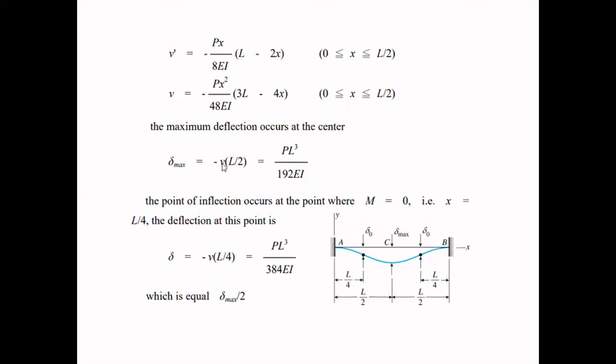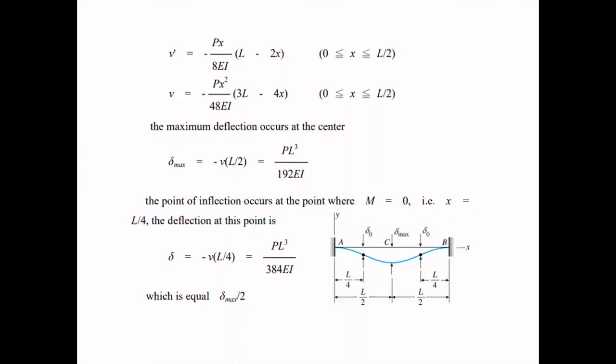So at L by 4, instead of this value L by 2, we'll put x is equal to L by 4, and at x is equal to L by 4, it will be PL cube upon 384 EI, which is equal to del max by 2. Because obviously, we can see the variation is linear from this end to this end. The deflection at this part will be just half of the deflection at the center part, and also the deflection at this part will be half of the deflection at the center part. And it goes to a negligible amount, or we can simply say zero, at end A as well as end B.